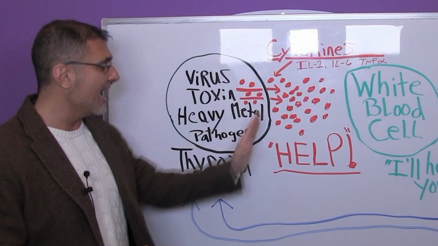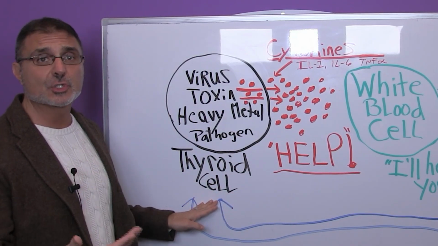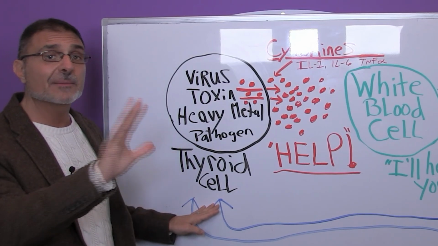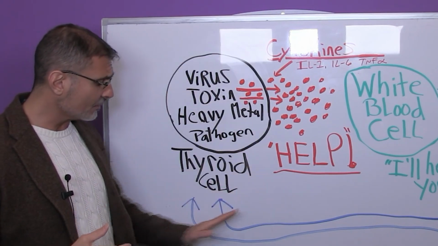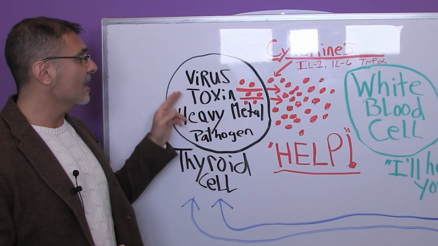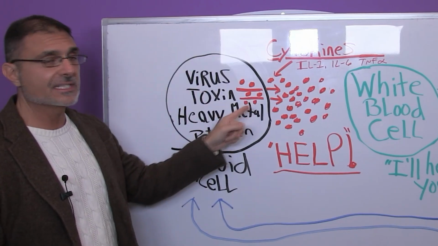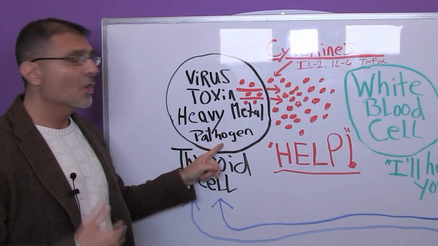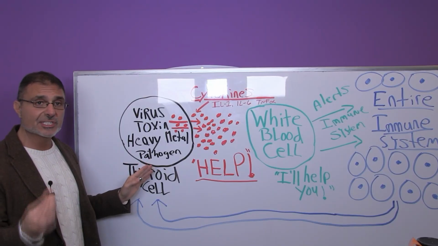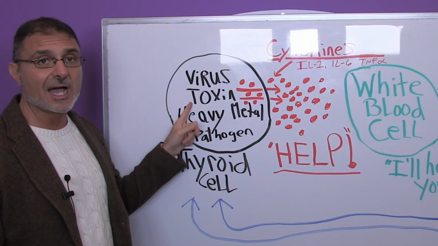So what happens is you have a cell. For this example, we're going to pretend it's the thyroid cell, but it could be a joint cell, a skin cell, a hair follicle cell, any cell in the body, a brain cell. So the thyroid cell becomes invaded by a virus, or a toxin, or a heavy metal, or some other pathogen: a parasite, yeast, fungus, mold, bacteria. So let's say we have a toxin in the cell.